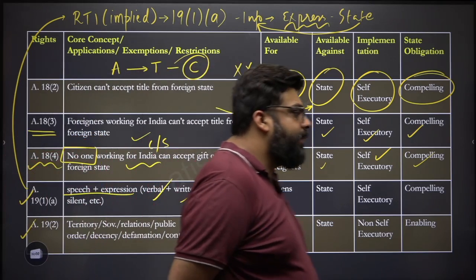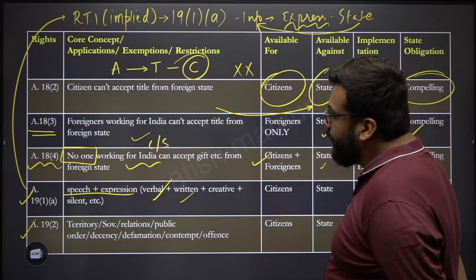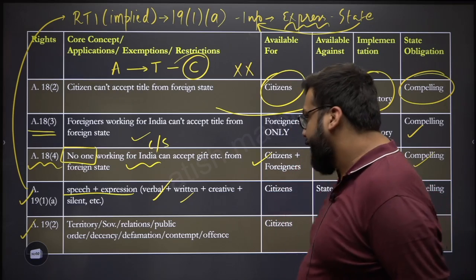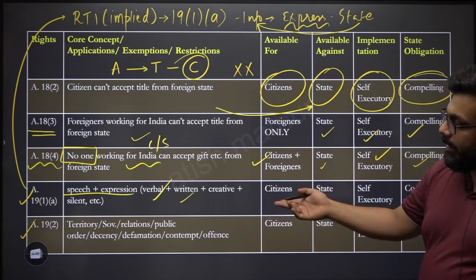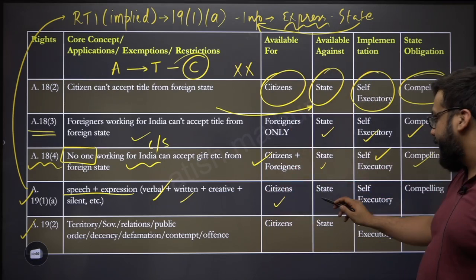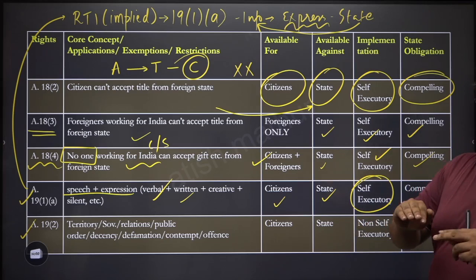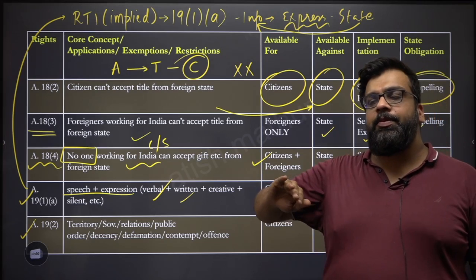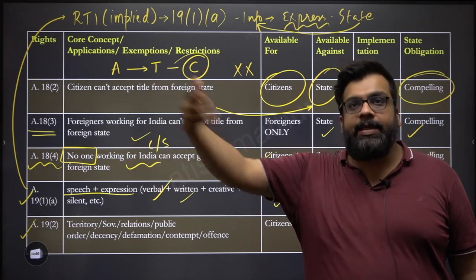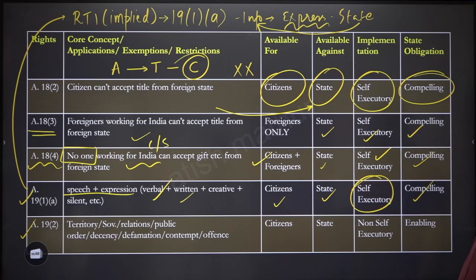Very, very important, very, very interesting, and very, very crucial, right? So that is something that we must understand, right? So of course, Article 19 clause 1 clause A will be available only for the citizens against the state. It is self-executory in nature, and the state does not have to make any other law guaranteeing people the right to freedom of speech and expression, and therefore it is compelling in nature.